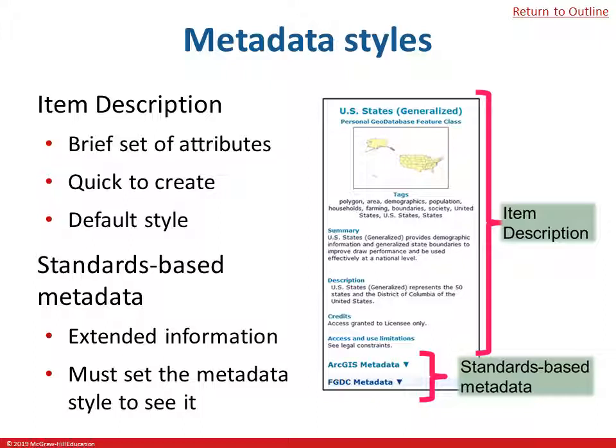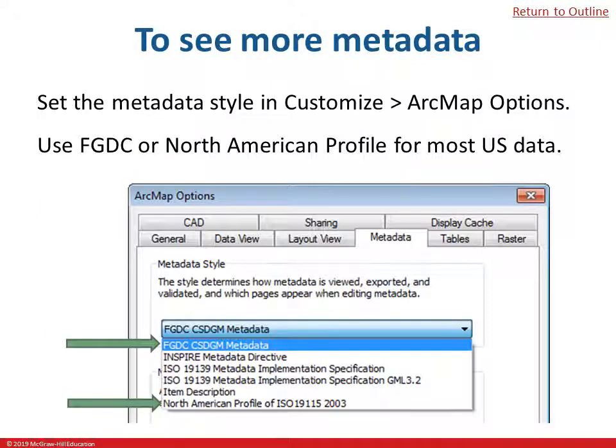So there's these standards that you see here to the right, the ArcGIS metadata and the FGDC metadata, and basically what it means is the general stuff is posted above in the item description. If you want more detailed things, each of these standards-based ones provides more information relative to the individual standard. You can set the metadata style in the Customize app on your ArcMap options, and you can use FGDC or North American Profile, and that's typically what you would use for most US data.